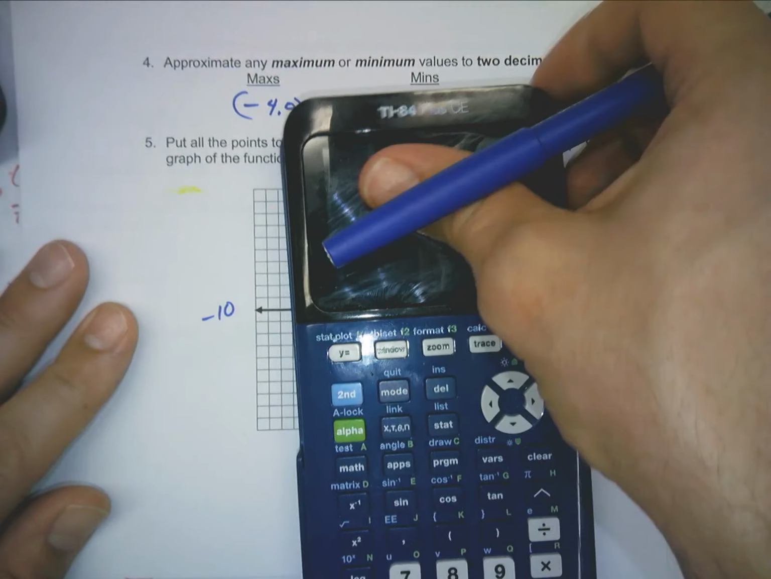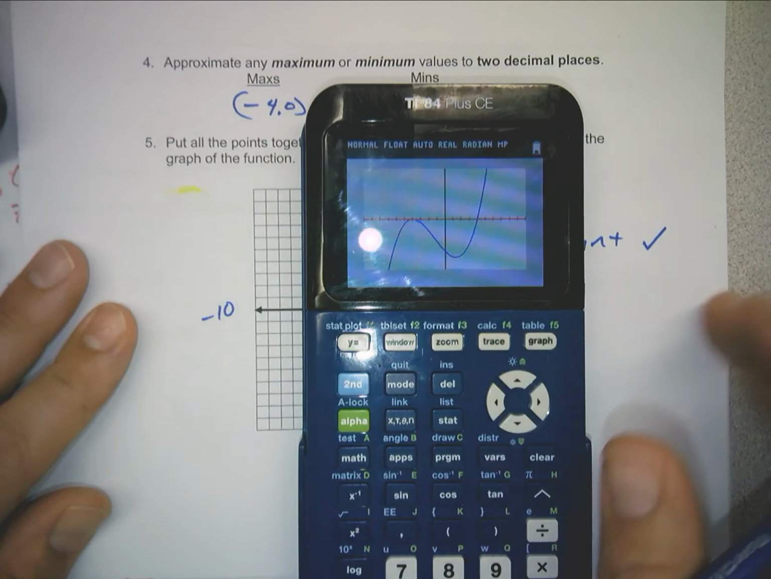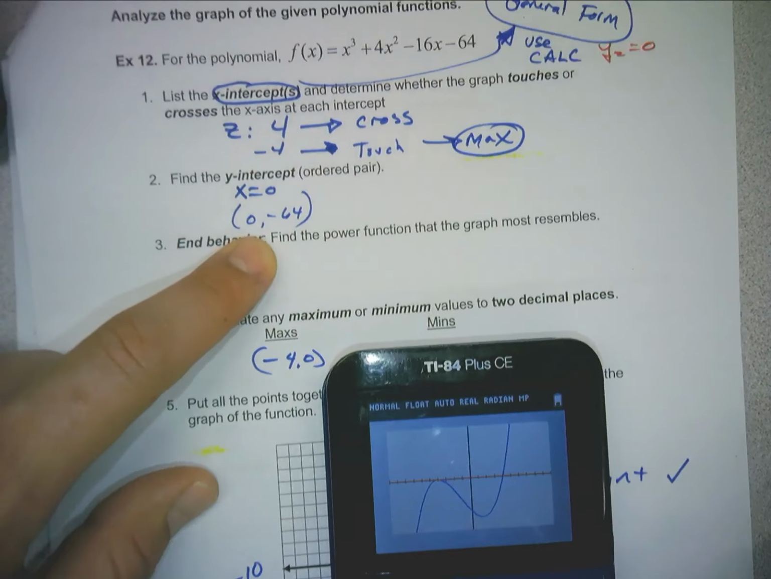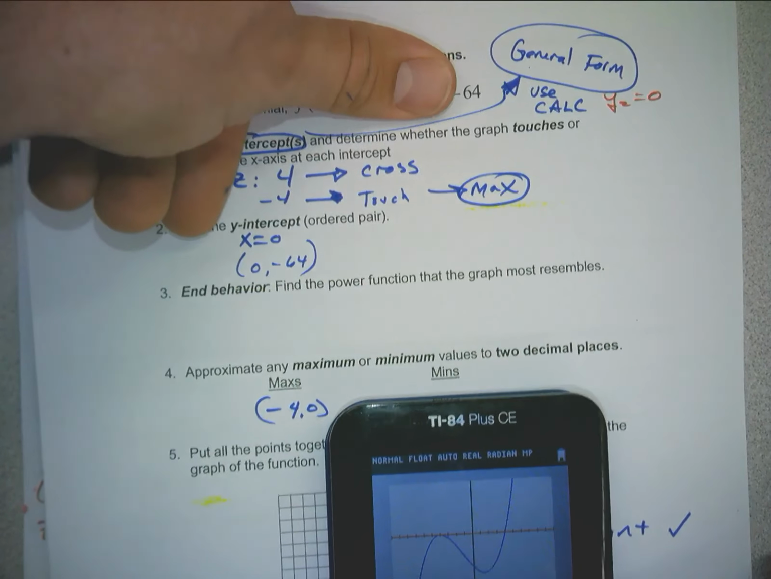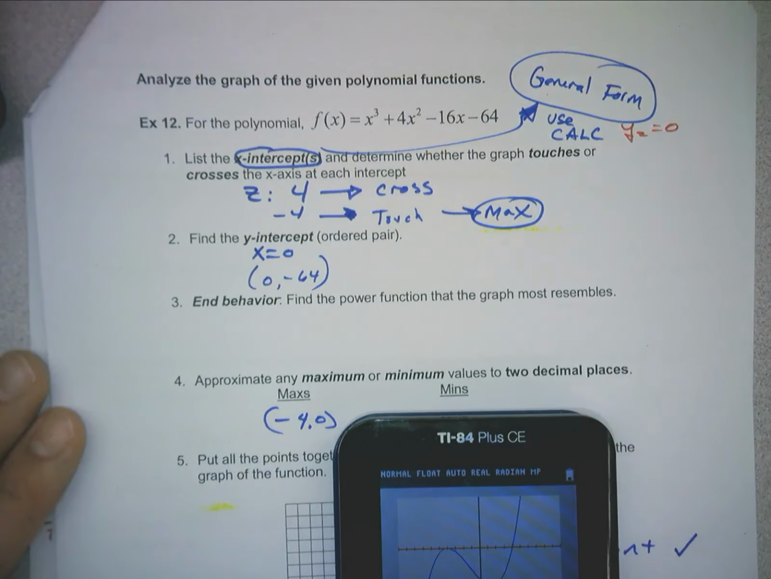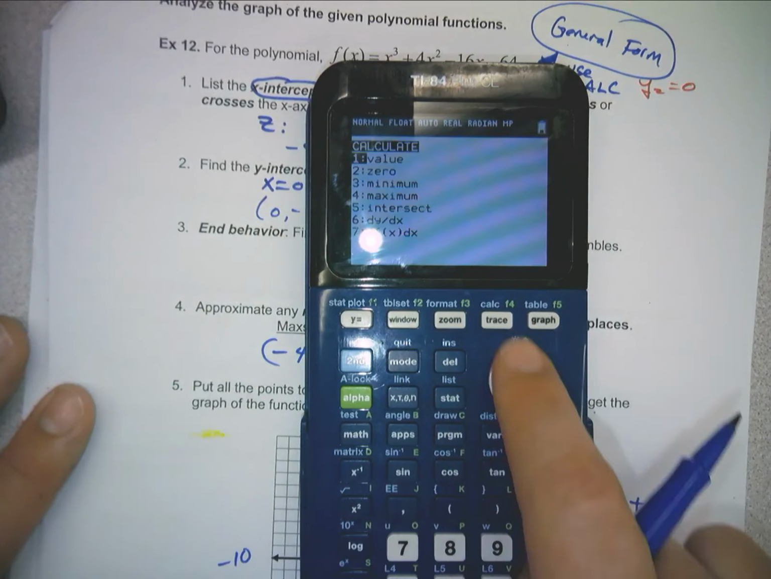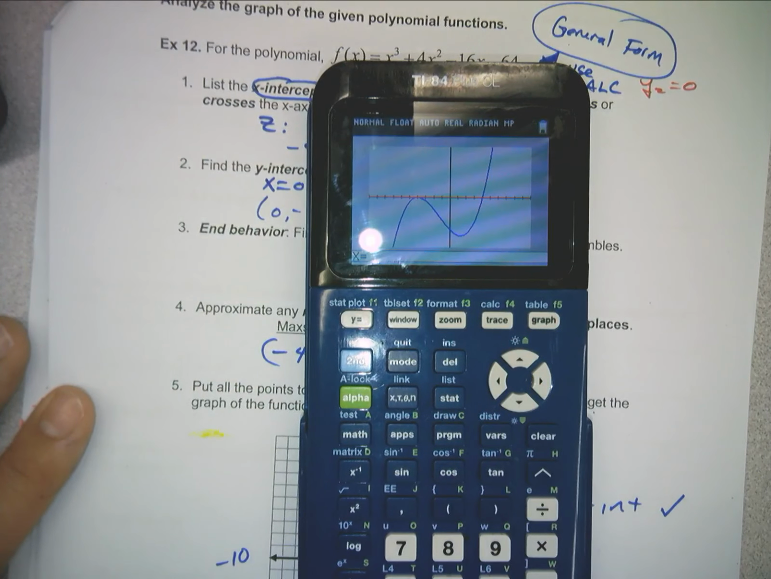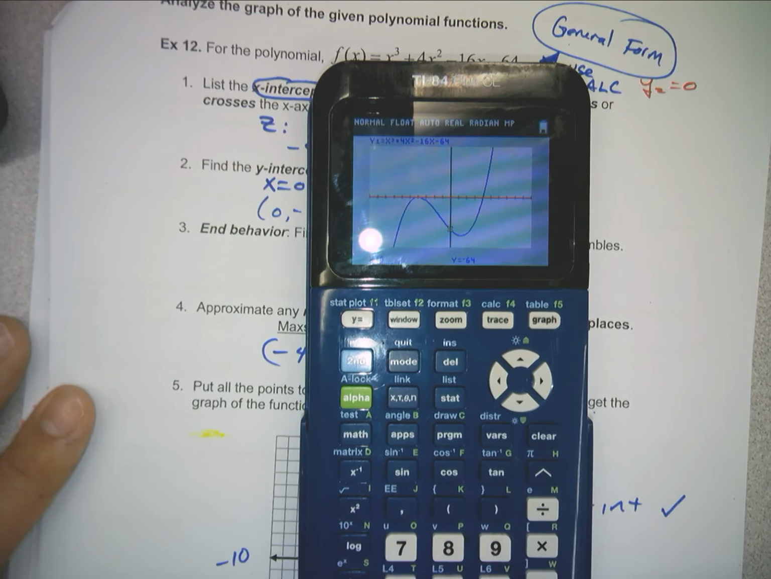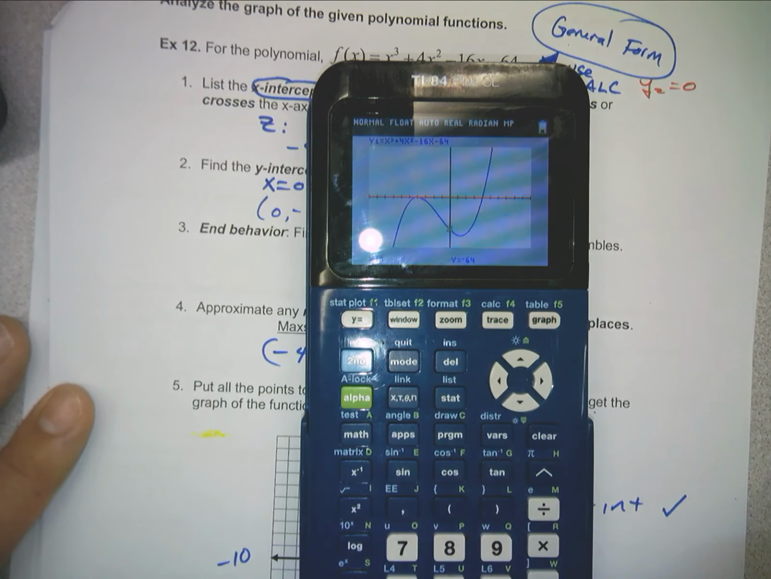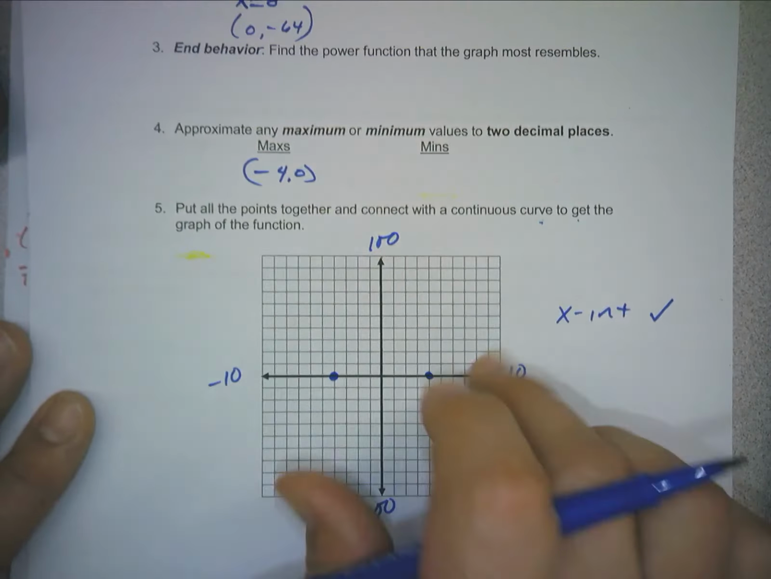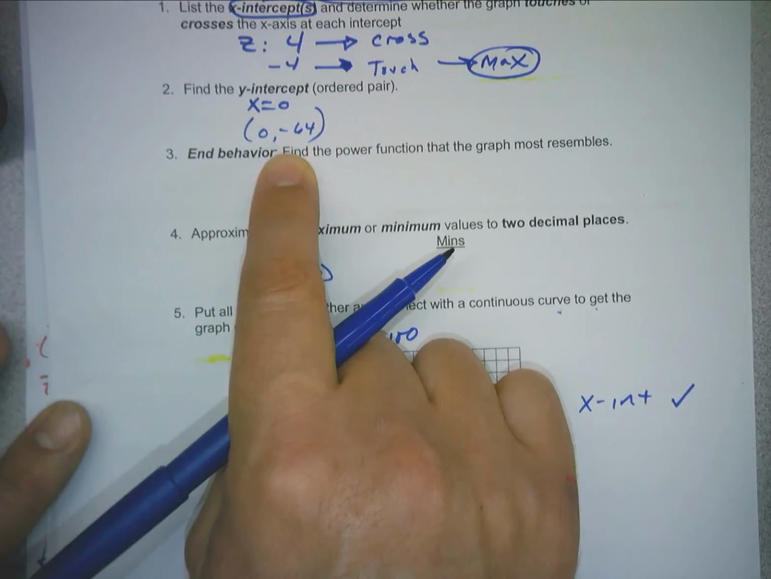All right. Y-intercept. Again, we already did that by hand. I usually just use the cover-up method. You get negative 64. Or you can go second trace, value, x equals 0, enter, and you get negative 64 that way. So you've got 2 options. So 0, negative 64 is that guy.